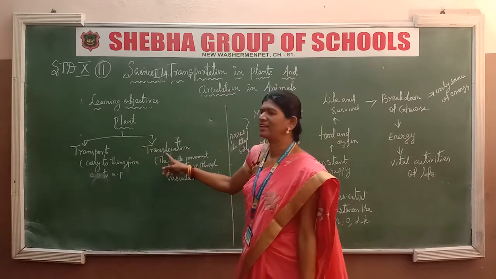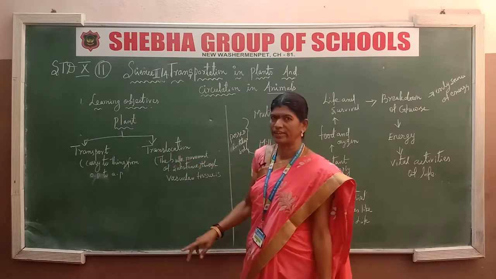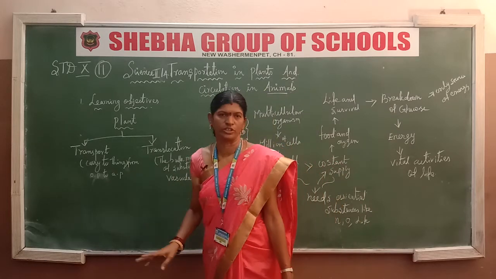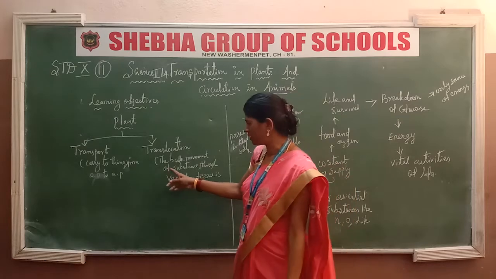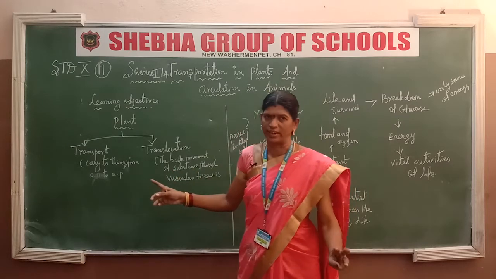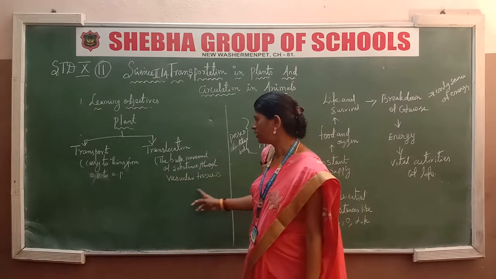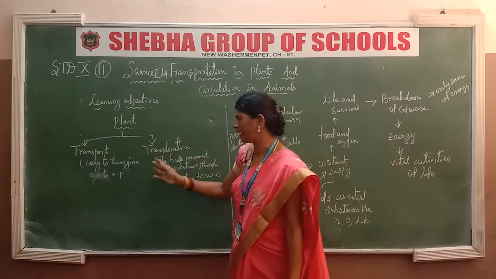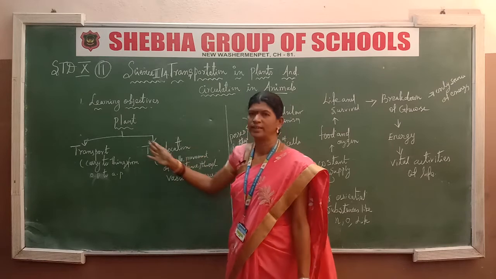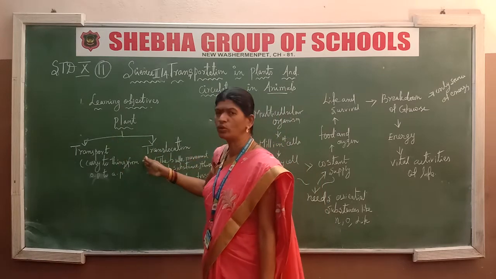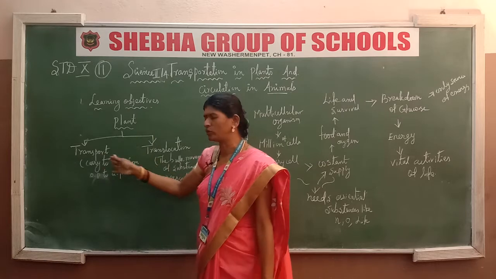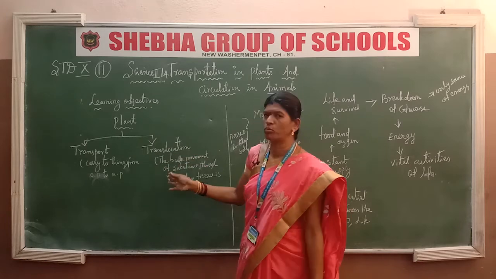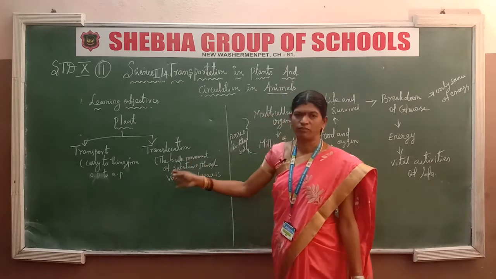Okay. Next one, translocation. What is meant by translocation? The bulk movement of substances through the vascular tissue. What is the vascular tissue? In the previous class we studied the details of the xylem and phloem, which combine to form the vascular tissue. So there are two types in plants, transport and translocation. Transport means carrying materials from one place to another, and translocation is the bulk movement of substances through the vascular tissue.